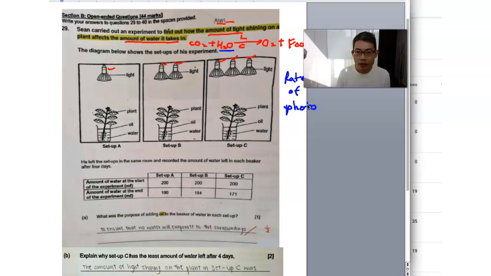So the higher the rate of photosynthesis, if the rate is increasing, therefore the usage, so this amount will decrease more. If the rate of photosynthesis is increasing, the amount of water will decrease because more will be used to give you more oxygen and more food. So that's the general idea. Based on this, all else being equal, the amount of water here should be the least at the end of the experiment because there's more light. So there should be a greater rate of photosynthesis.